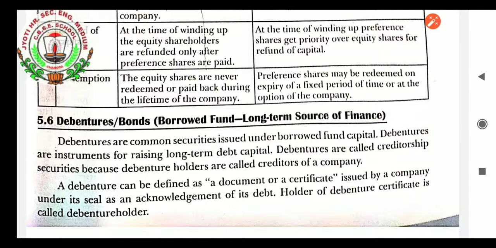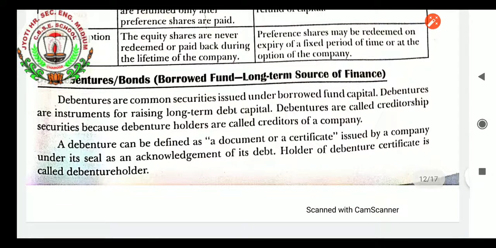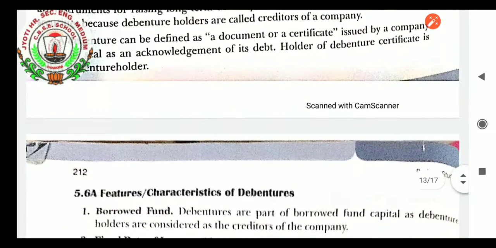Debentures are called creditorship because debenture holders are treated as creditors of the company. They do not participate in the management and are not considered owners of the company. A debenture can be defined as a document of title or a certificate issued by a company under a seal, or an acknowledgement of its debt. The holder of a debenture certificate is called a debenture holder.